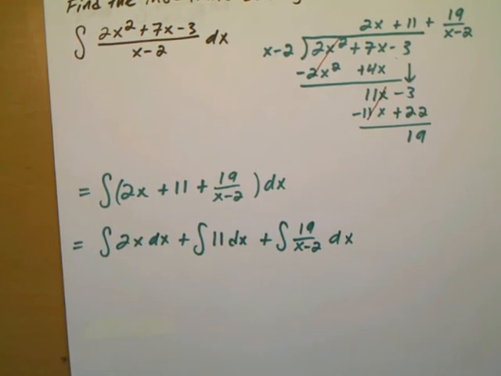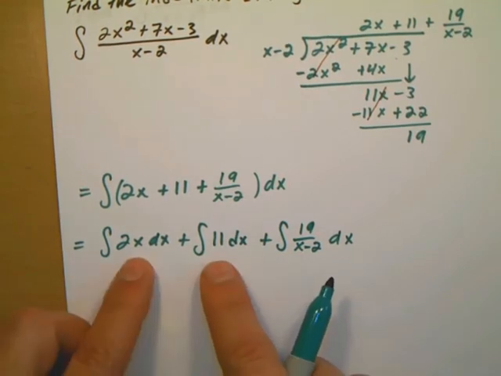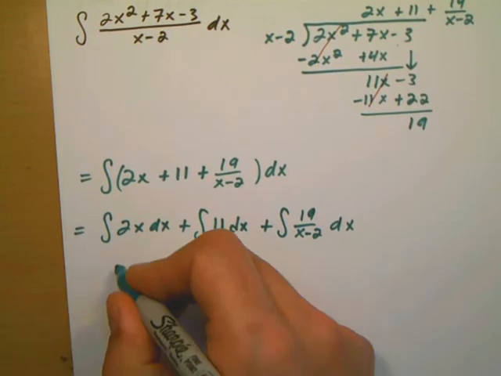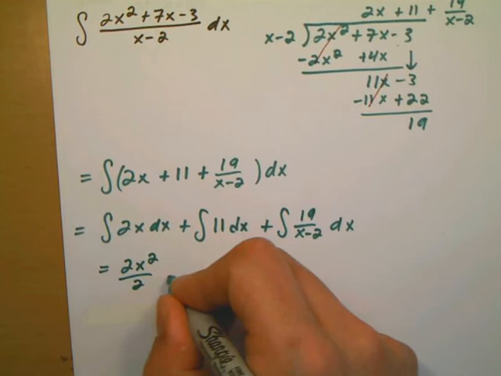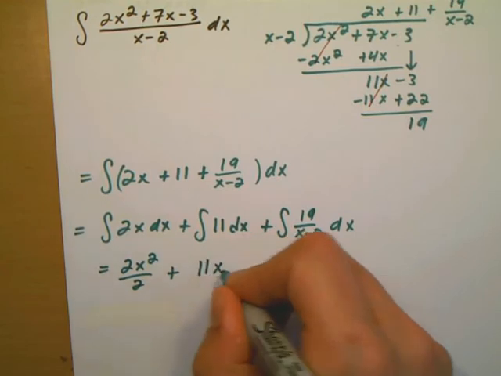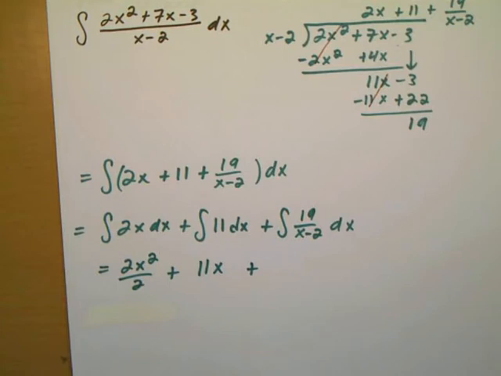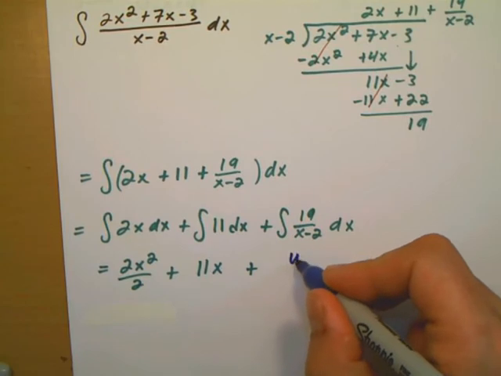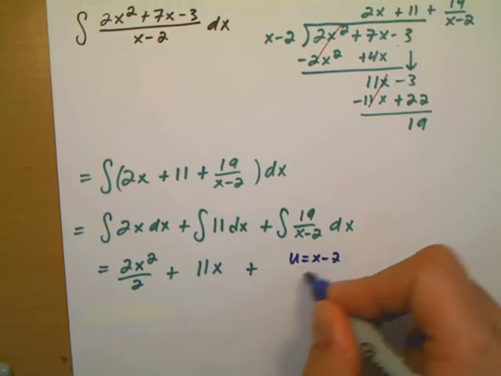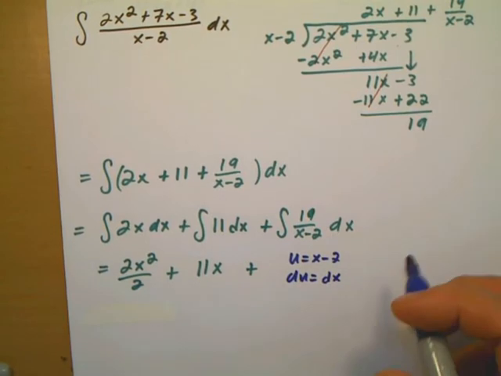And the reason I'm going to integrate these separately is that they require different rules. These two require the power rule. This is going to be 2x squared over 2 plus 11x. But this one requires a u sub. And I'll combine everything at the very end so you'll see how this all simplifies. So doing this one separately, I have to do a u sub. This is going to be x minus 2. du is going to be dx.